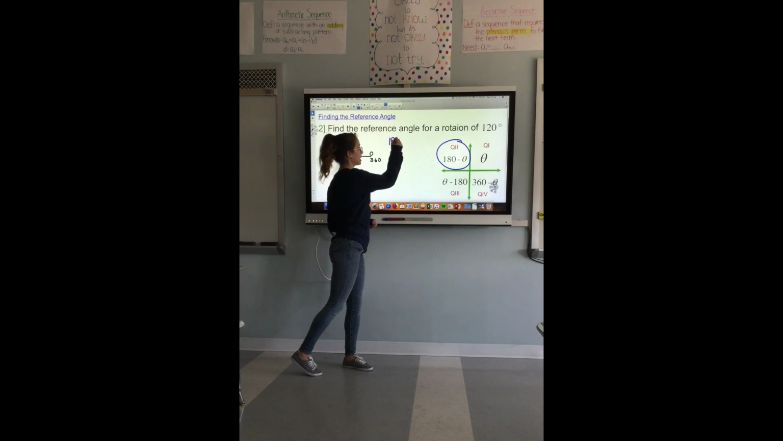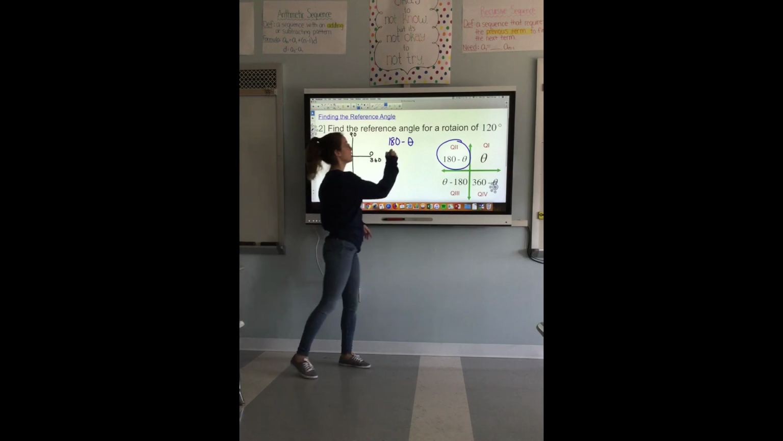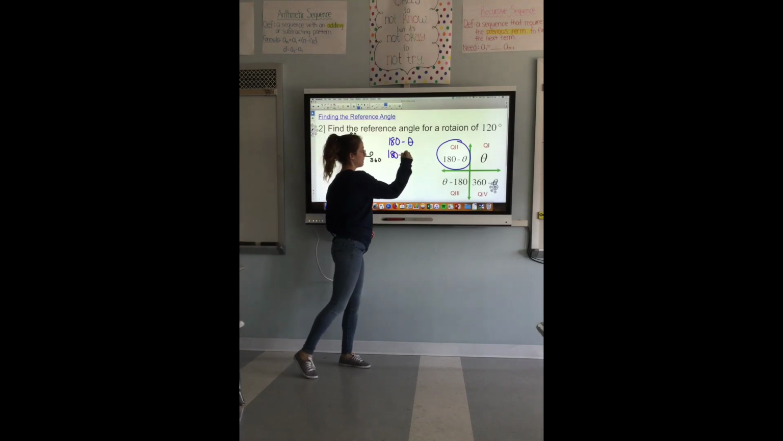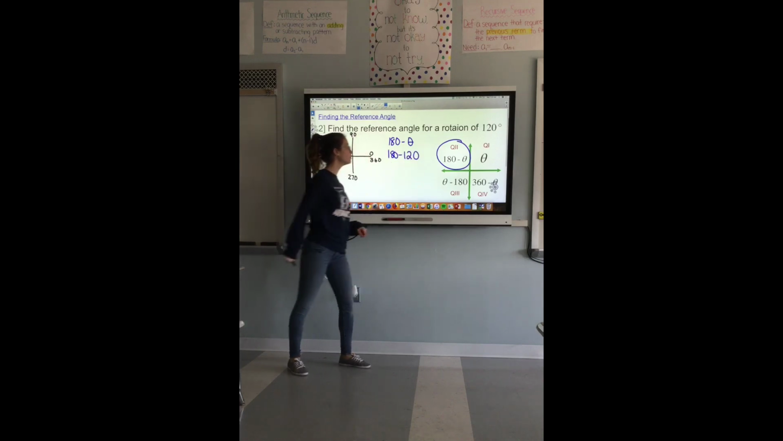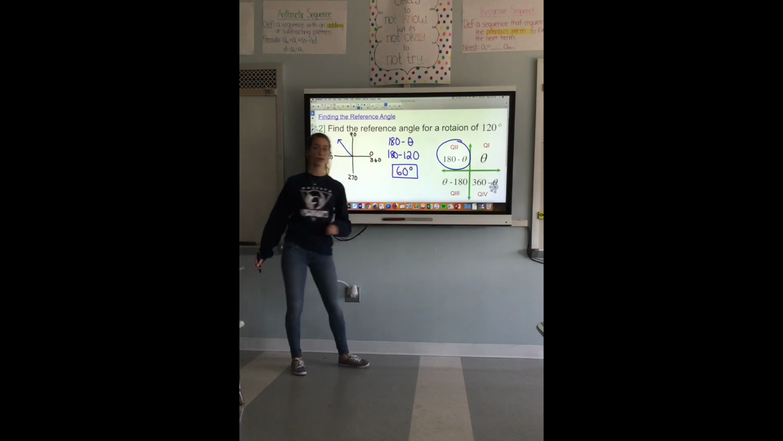So we do 180 minus theta. Theta represents your angle. Now we do 180 minus 120. 180 minus 120 is 60 degrees. So that is our reference angle.